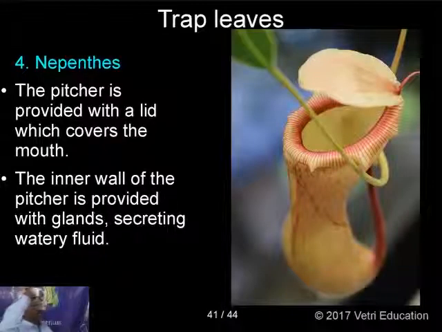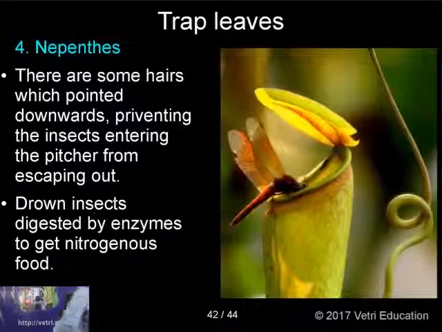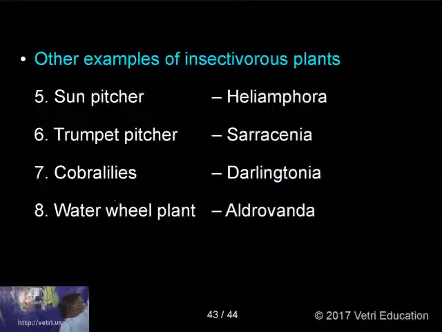And you see the wonderful diagram. There you can find the rim, which has colors. Inside you have the digestive liquid. In the next diagram you see the insect entering it because of the bad smell. Later it is digested.